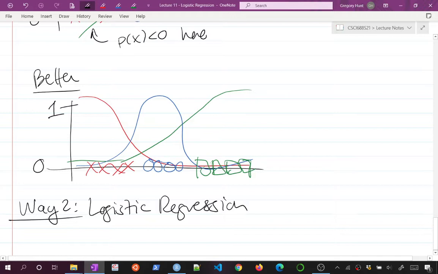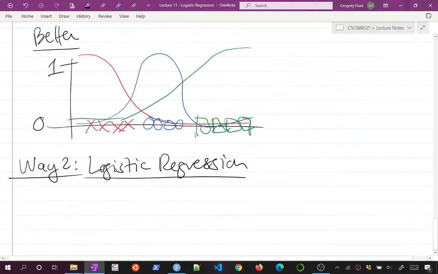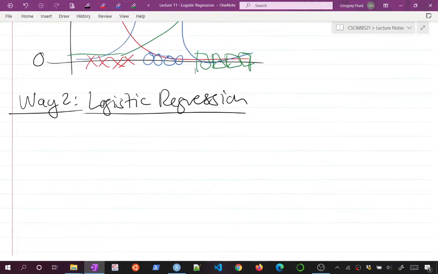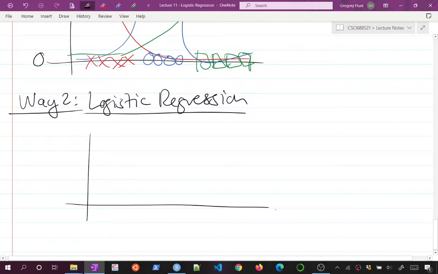And that kind of picture I just drew up here is basically what logistic regression is going to do. We're going to talk again about the binary case for now. So let's go back to the binary case.